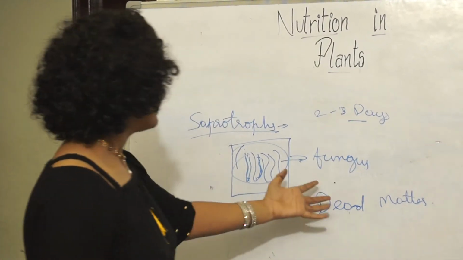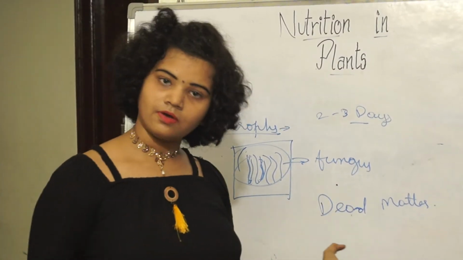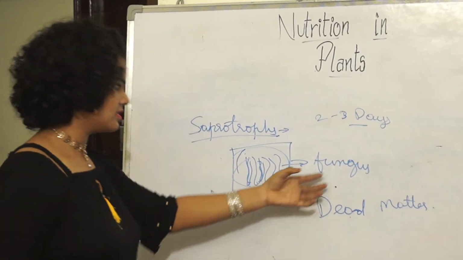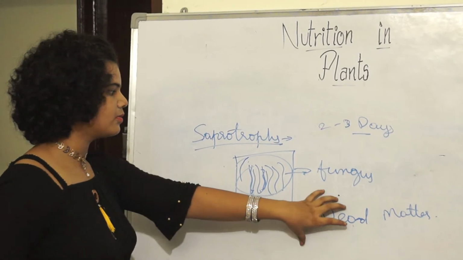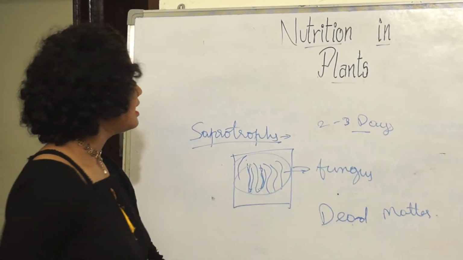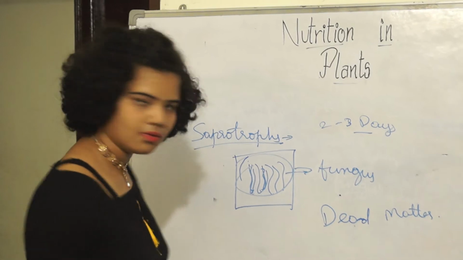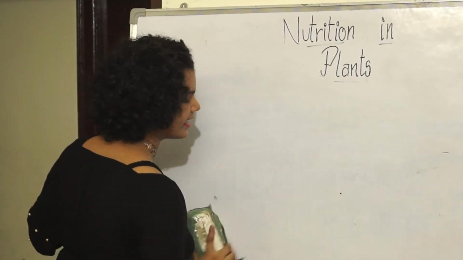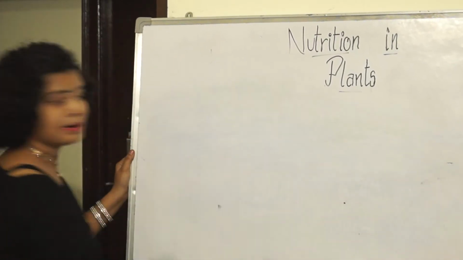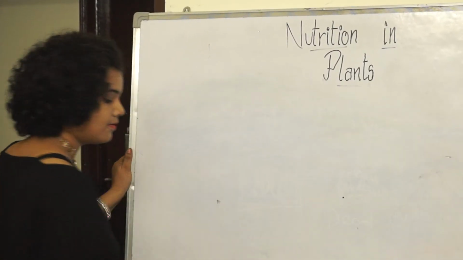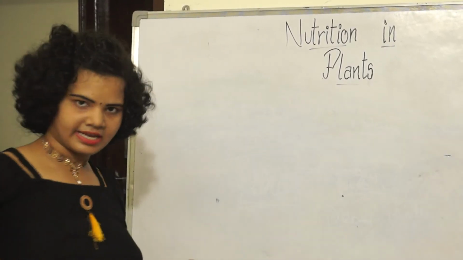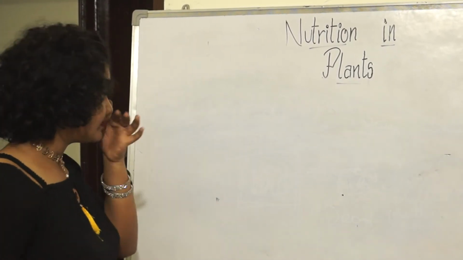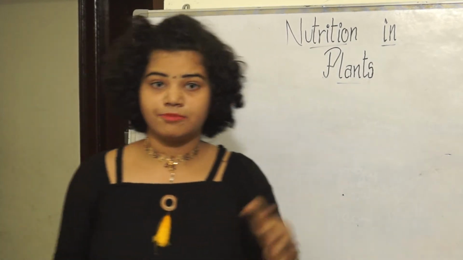You have the fungus, which is a saprotroph. This fungus takes saprotrophic nutrition. So this is about the saprotrophs: they take food from the dead and decaying matter, where they take nutrients and minerals from the decaying matter. And the next one is symbiosis.